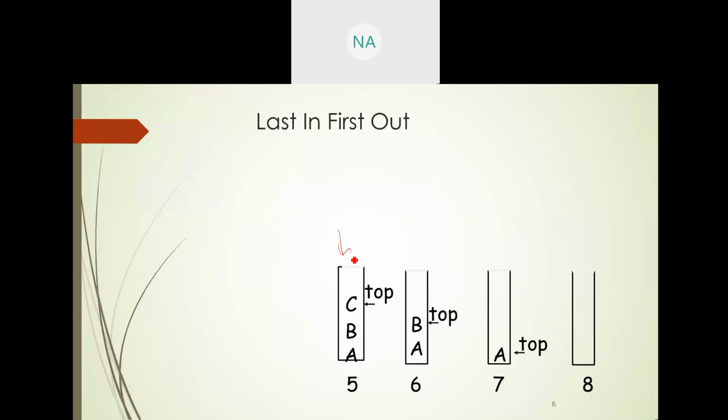Now remove another element, the pop operation. C will be removed and top will point to the next element from the top, which is B. Remove another element. Pop. Now B will be removed and you will have only A. If you perform another pop operation, the last element in the stack, A, will also be removed. So only two operations are possible, pop and push.